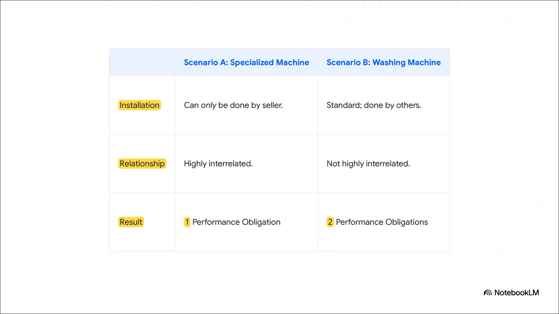Now contrast that with the standard washing machine over in scenario B. Any plumber can install it, right? The machine and the installation are not highly interrelated. The result? You've got two distinct promises, and therefore two separate performance obligations. And this really matters because it means you recognize revenue for the machine now, but the revenue for the installation later. It changes the timing of your income.